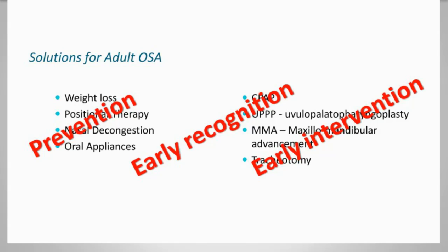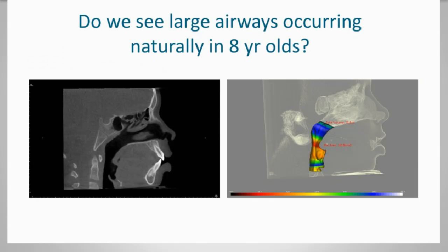So do we see large airways occurring naturally in nature on 8-year-olds? Yes, we do, and we see them all the time. Just because a patient is young and their body and face are small doesn't mean that their airways have to be small.